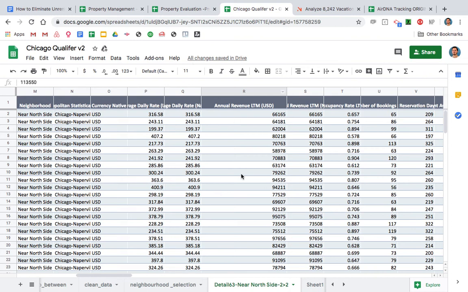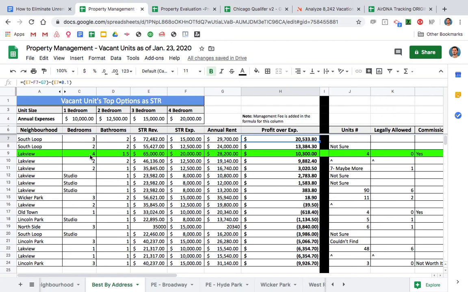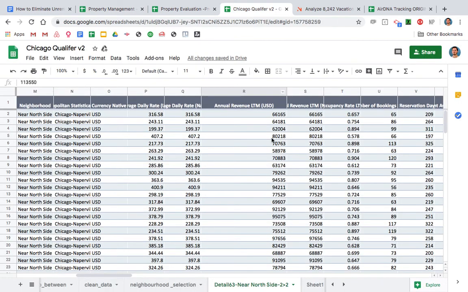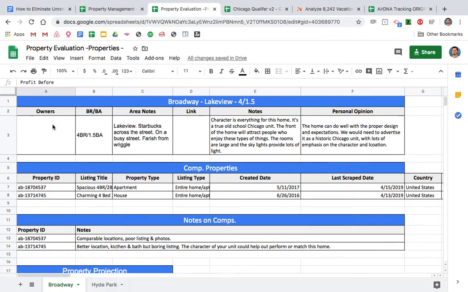Now, I'm not talking about this area. For this scenario, I was talking about Lakeview, a 4-bedroom, 1.5 bath. But I'm just telling you that in the data, it varies, and so I need to figure out which level of unit this is. Is it the top, bottom, middle? What is it? And so what I do is I build a property evaluation report.